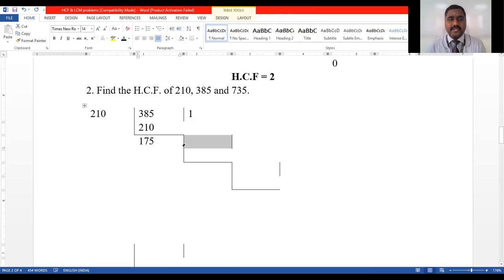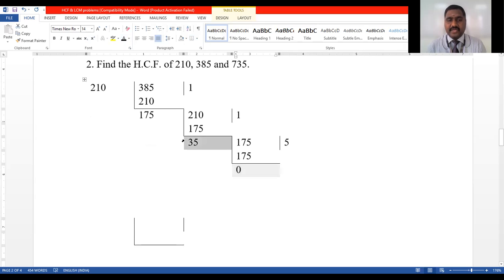That remainder should be the divisor for the previous dividend 210. And how many times does it go? Again, it goes only one time. If you go for one time, it will give a remainder like 35. And again, this 35 should be the divisor for the previous dividend 175. And if you multiply 35 how many times? 5 times, you will get 175. That means it is going to give a remainder as 0. Now we got the value, right? So 35 is the HCF for what? 210 and 385. HCF 35 is for 210 and 385.